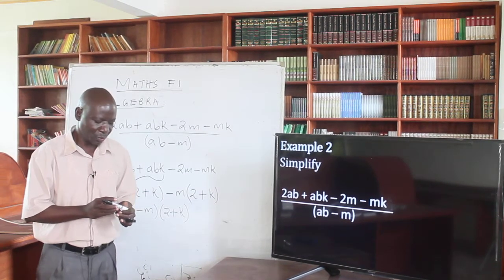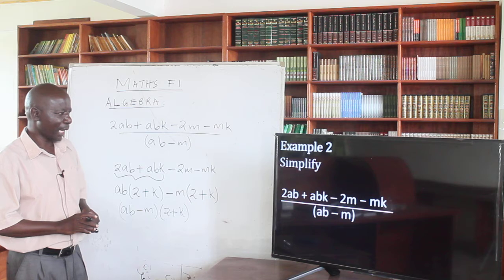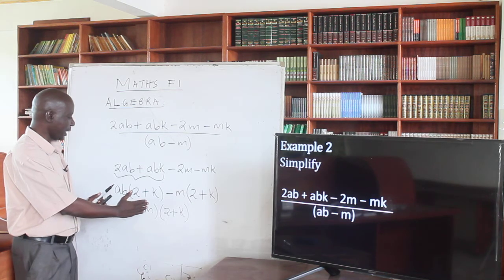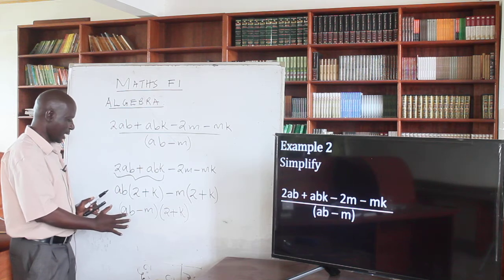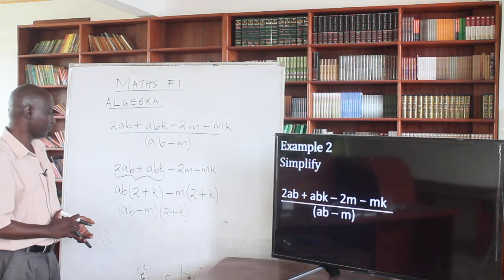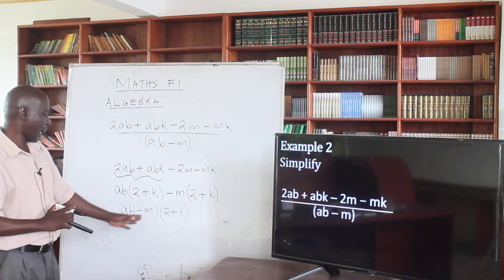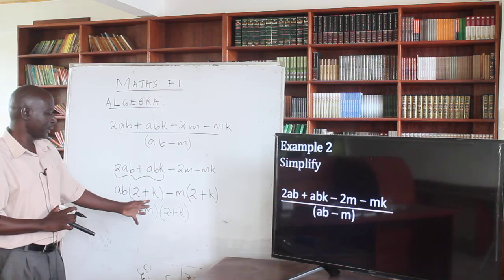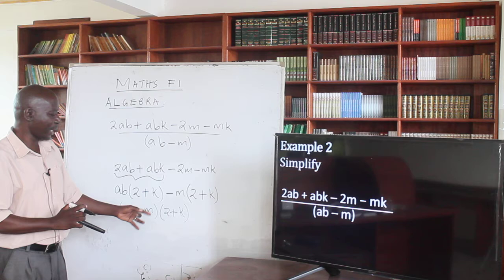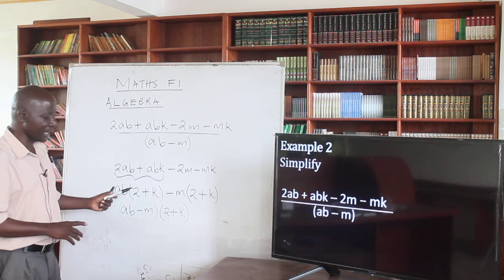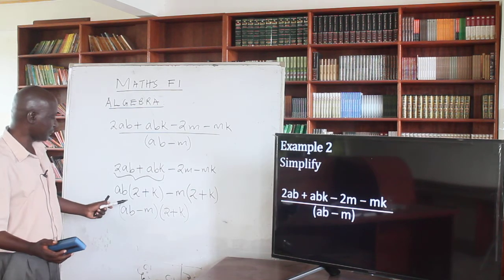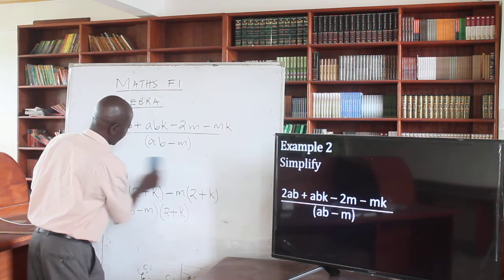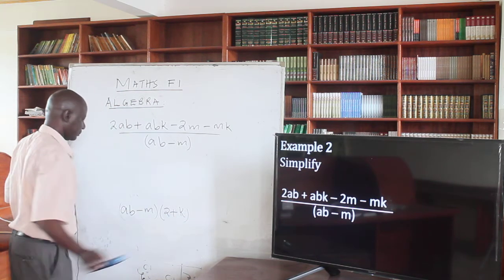Welcome back to our continuation. We have said that the numerator has been factorized by grouping, and the groups are (AB minus M) in a bracket, then another bracket (2 plus K). If we combine that factored group in the numerator with the denominator, then this is what we get.